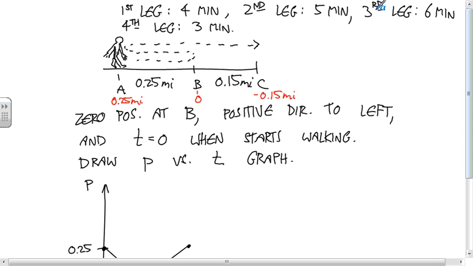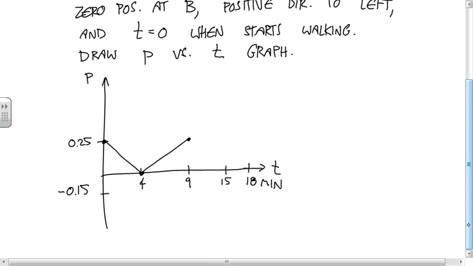At the end of the third leg, he's 1, 2, 3. I guess I'm making another break here. So at the end of the third leg, he's back at B. So what's the value there? 0 again. I didn't draw that very well. This one should be longer than this one.